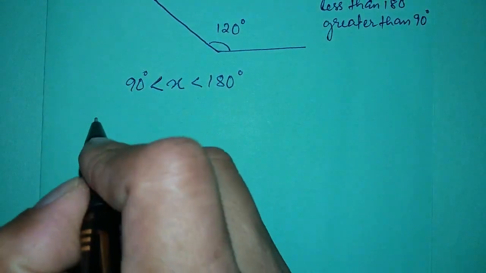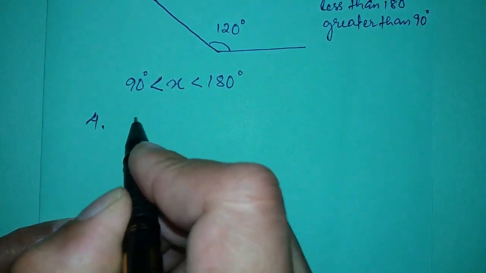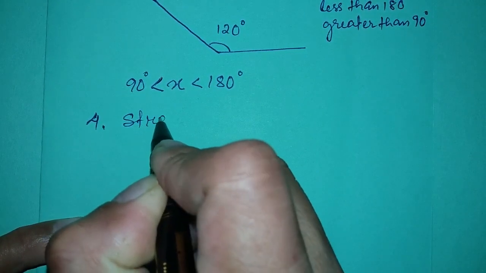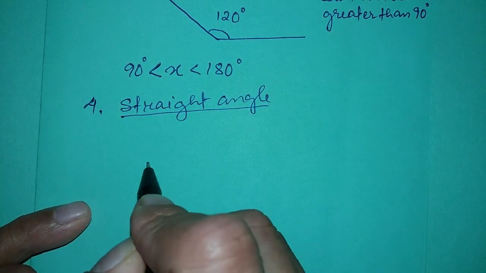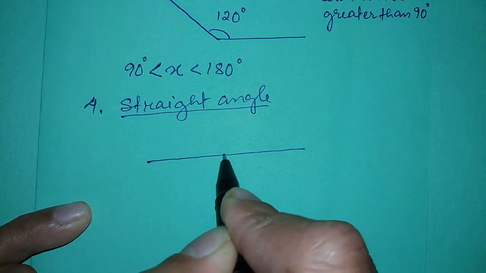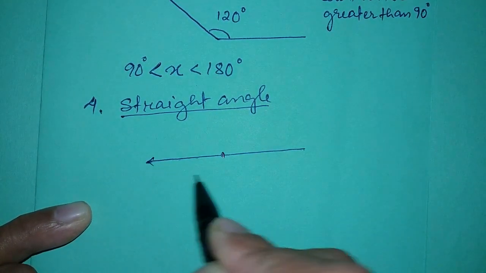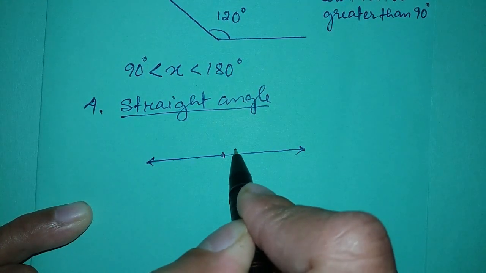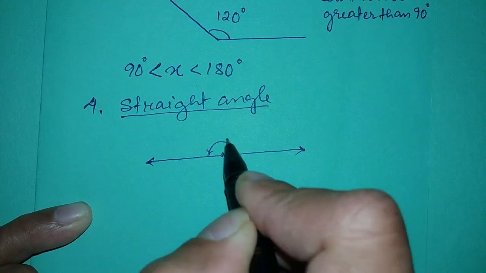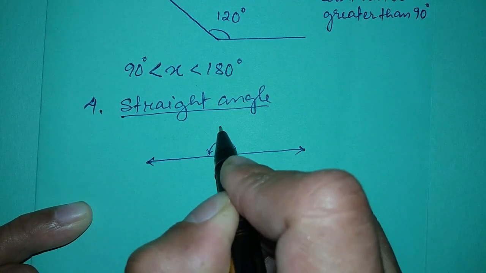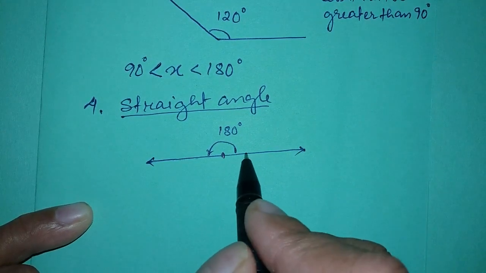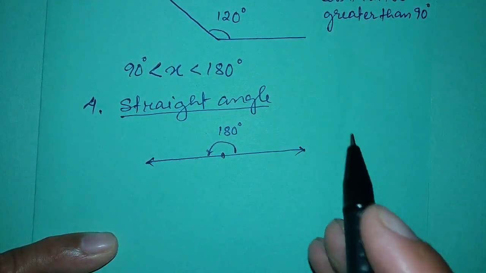Now next is straight angle. Now if both the arms form opposite rays, that means a straight line, then this angle will have a measurement of 180 degree. So such type of angle is called a straight angle.